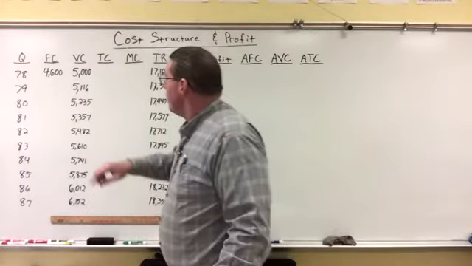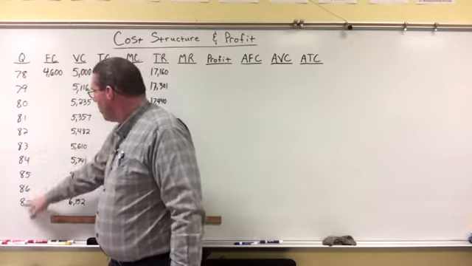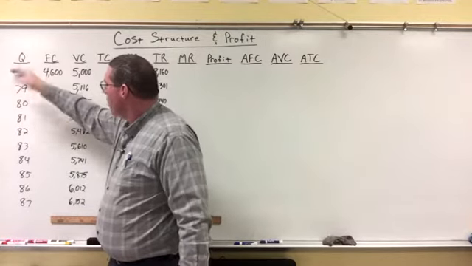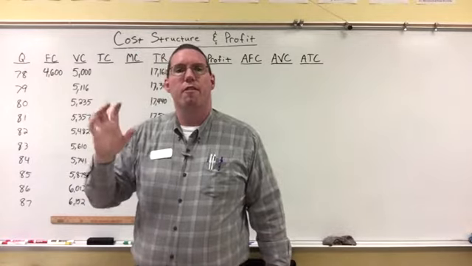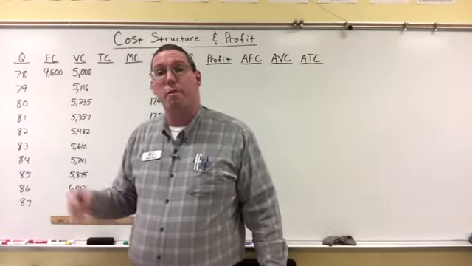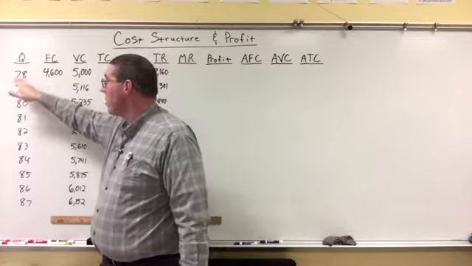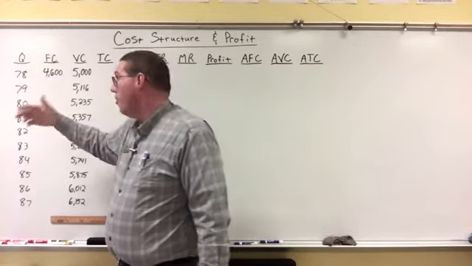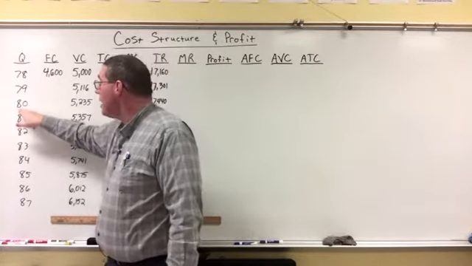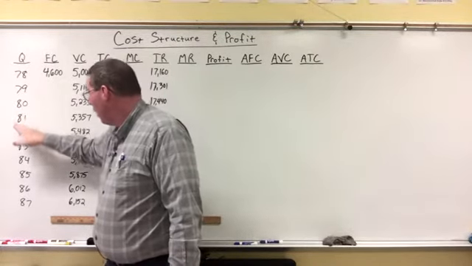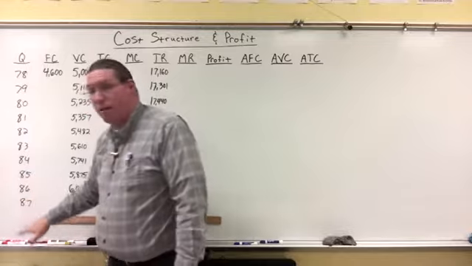So what we have over here are all possibilities. They're all different scenarios for a business. The business could produce 78 units, or they could produce 79 units, or they could produce 80 units, or 81, or 82, 83, 84, 85, 86, 87, okay?